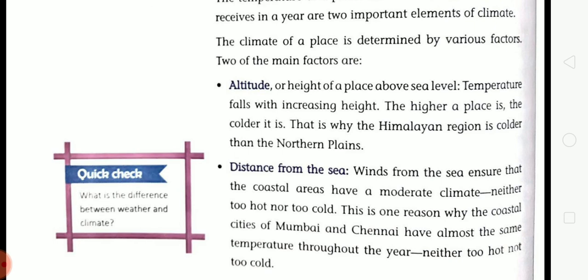So student, I hope you all understand about weather and climate and the factors that determine the climate. So student, you have to read about weather and climate. This is your today's homework.